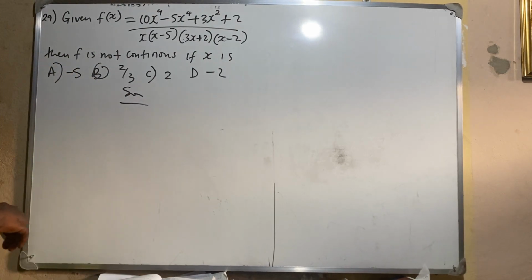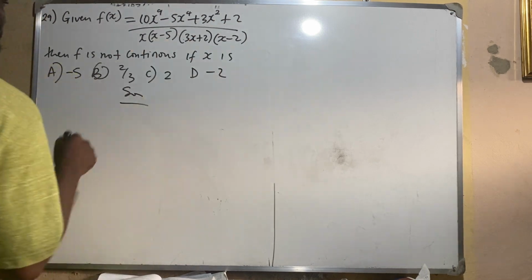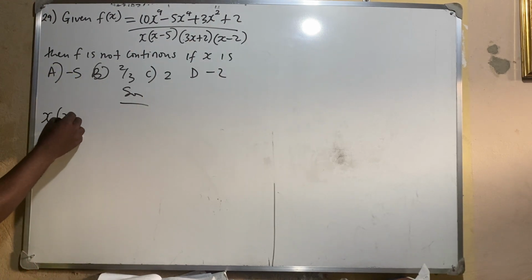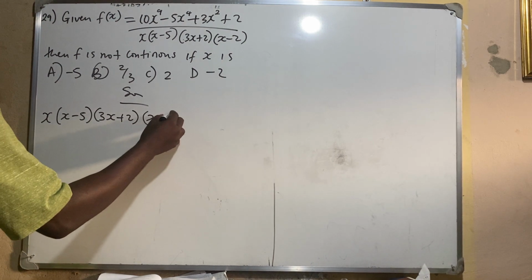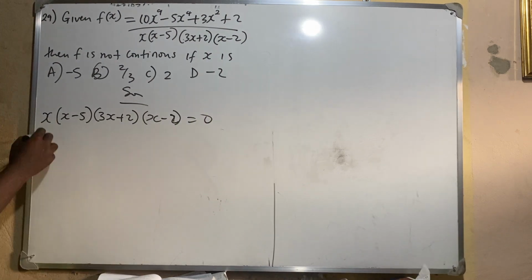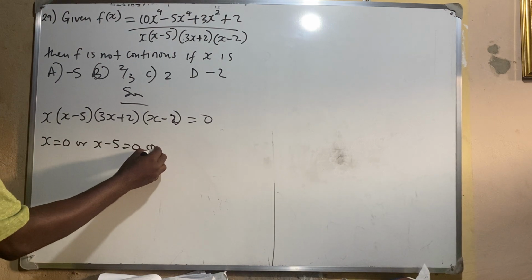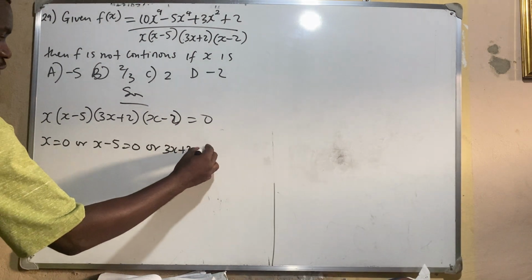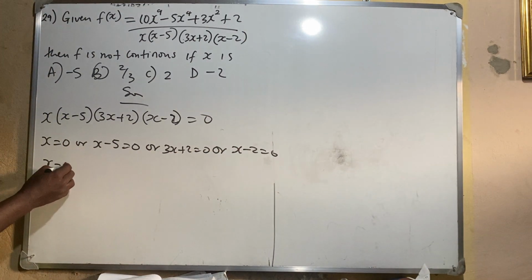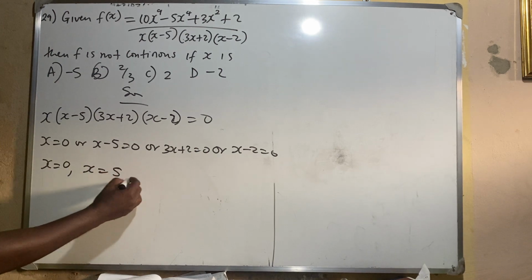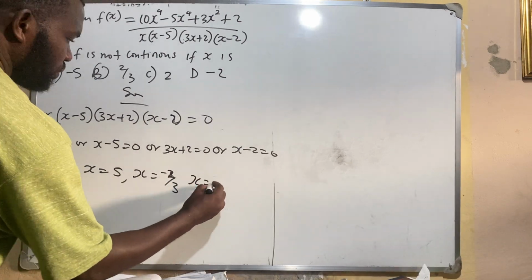Okay, solution. Now what do we do? I told you that a function is not continuous whenever the denominator is 0. So we say that x times (x minus 5) times (3x plus 2) times (x minus 2) is equal to 0. So what does it mean? That x is equal to 0 or x minus 5 is equal to 0 or 3x plus 2 is equal to 0 or x minus 2 is equal to 0. If you collect like that, you are going to have x is equal to 0, x is equal to 5, x is equal to minus 2 over 3, and x is equal to 2.